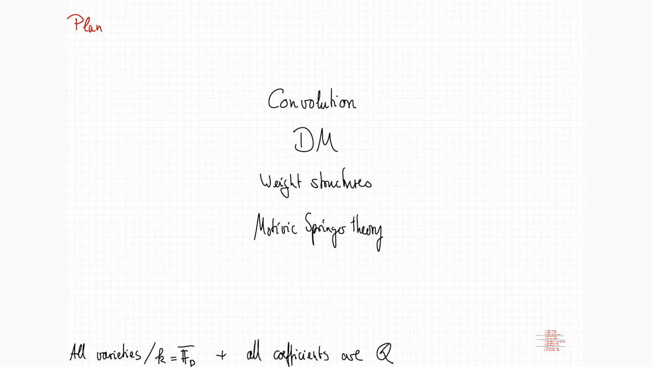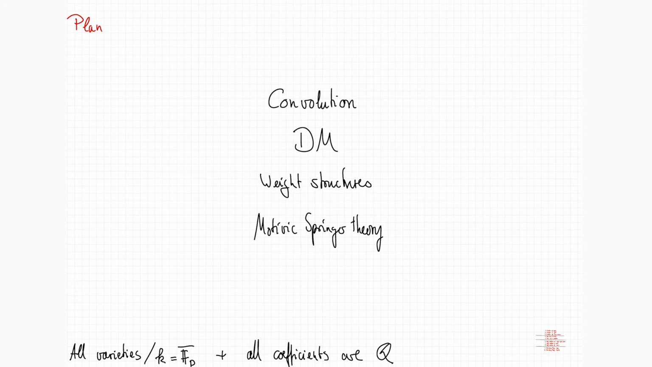Okay, so then let's start. All varieties are over F_p bar, and all the spaces are also varieties in some sense. You always need adjectives for the motives, like quasi-projective varieties sometimes, and so on. I won't talk about those adjectives at all. And all coefficients are rational, which makes everything much easier as well.